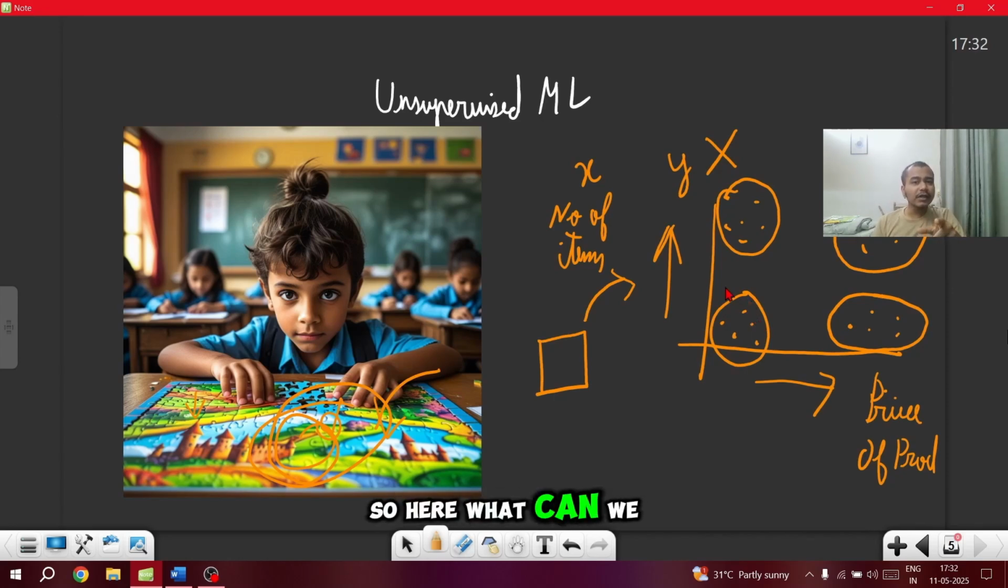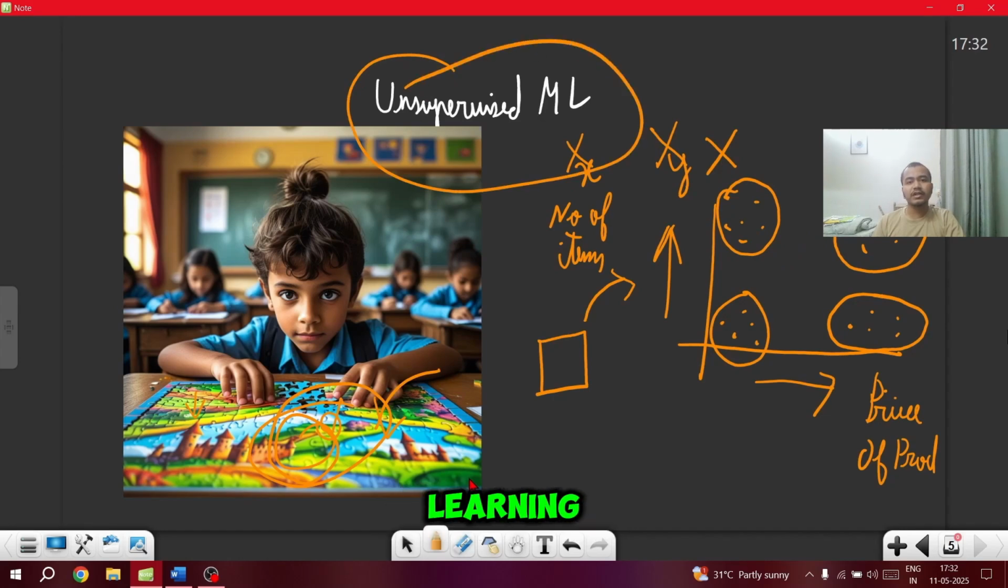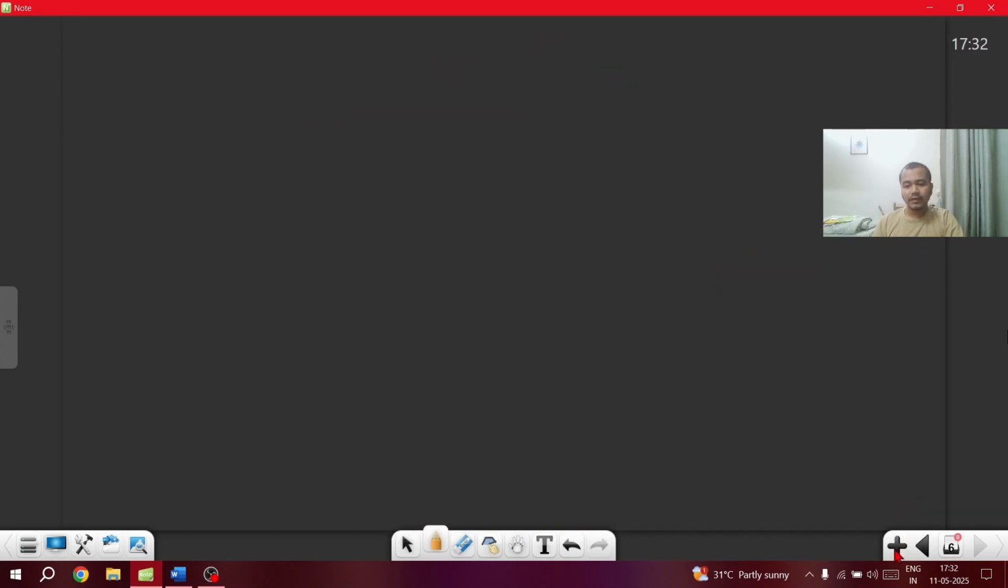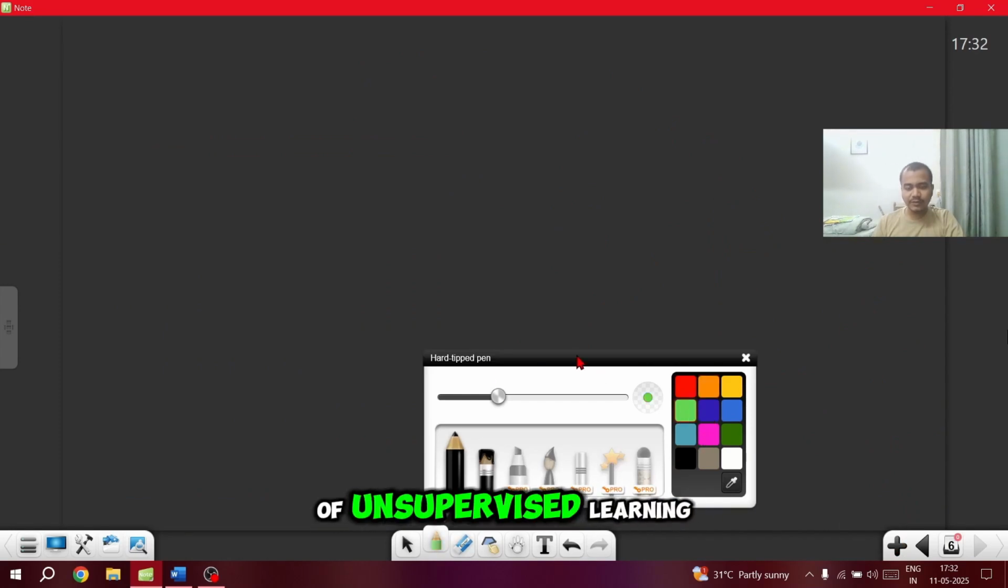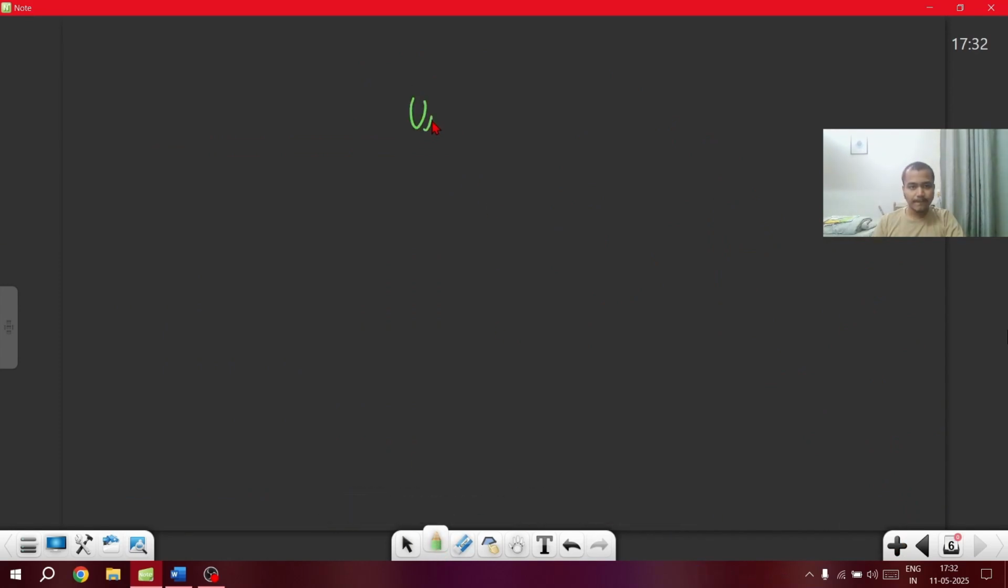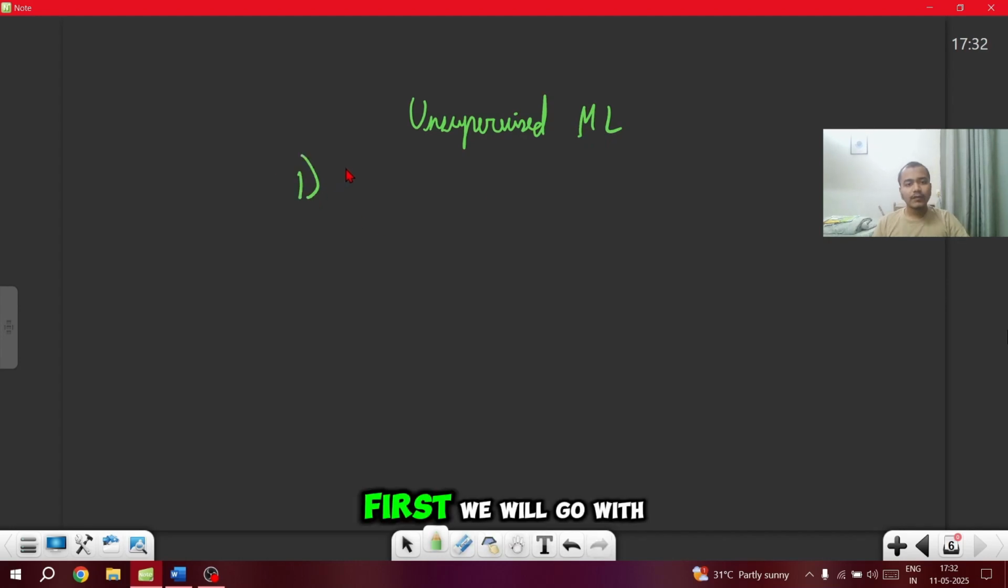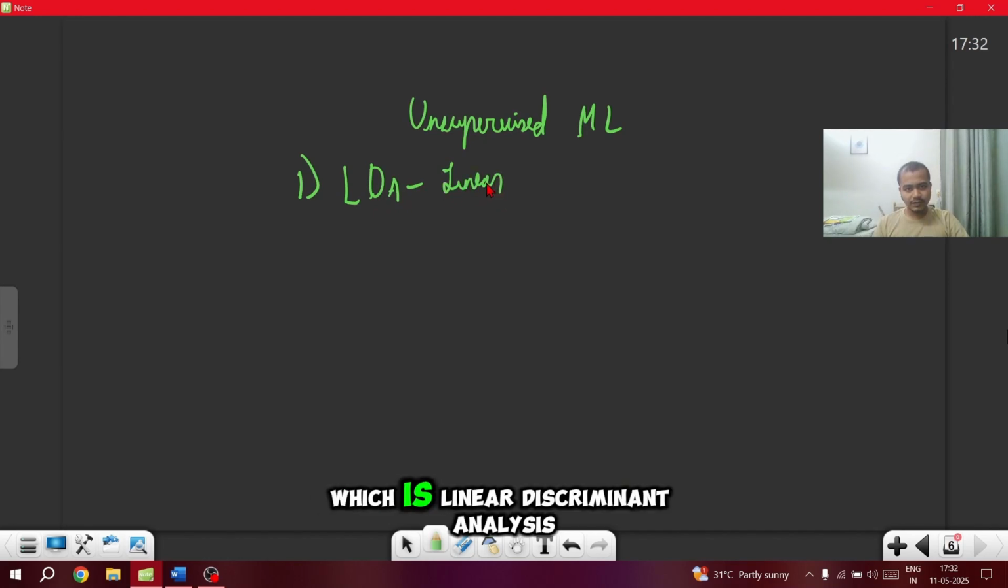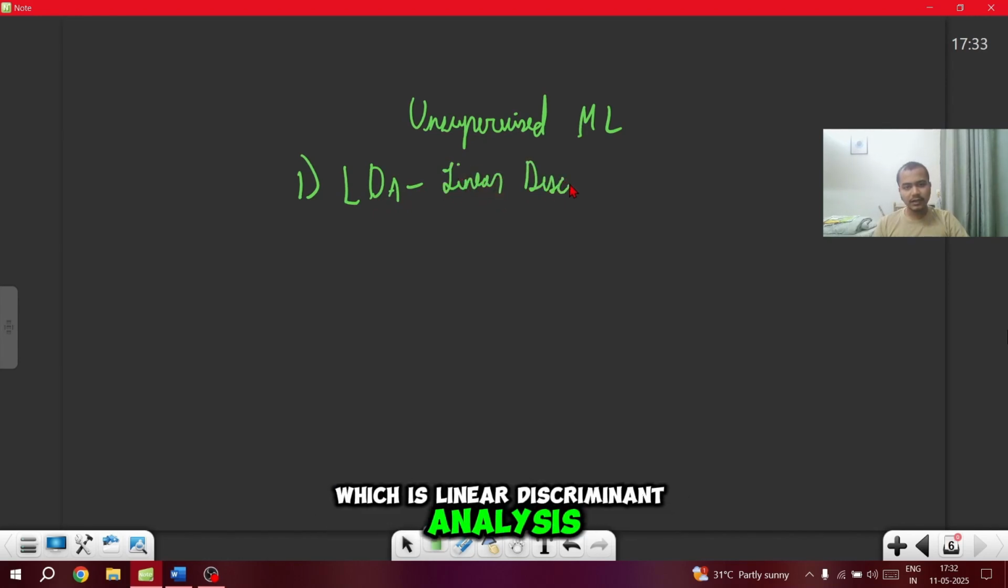So here what can we observe? We are not giving any X, we are not predicting any Y. We just have the data and we want to find out the hidden intricacies in the data. This is known as unsupervised learning. Now, let's see the syllabus of unsupervised learning. First, we will go with LDA, which is linear discriminant analysis.